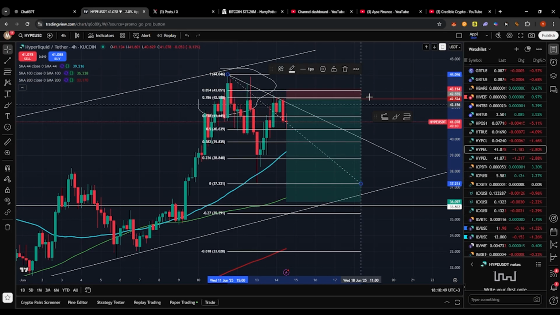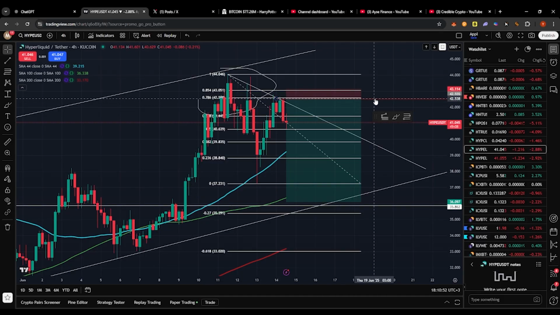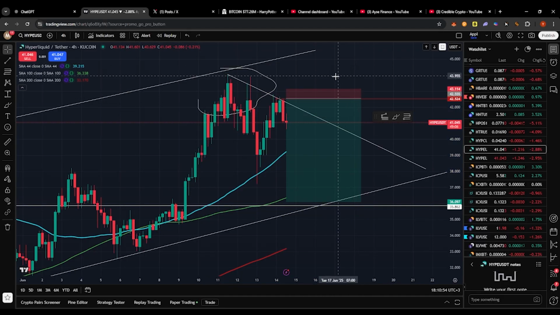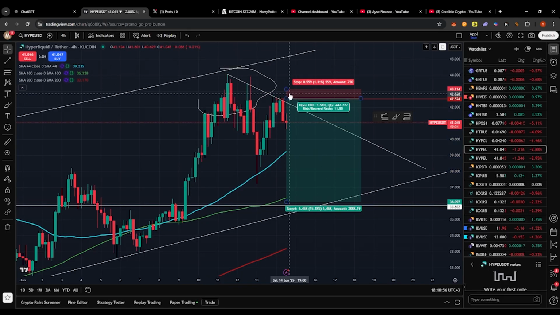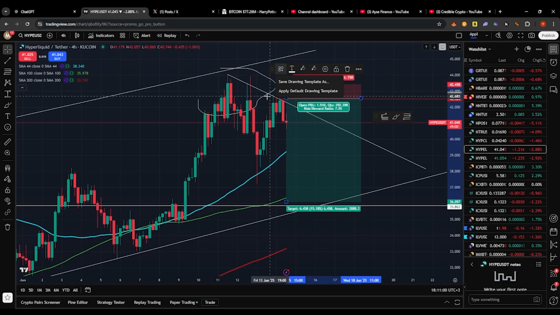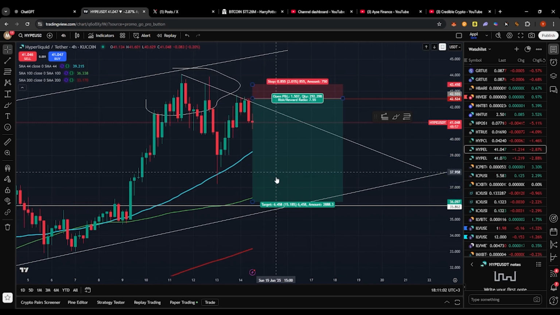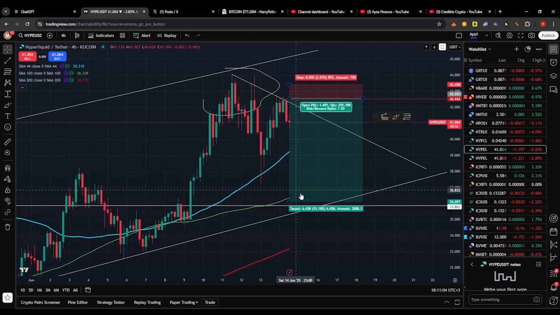And I put it on my fibs, and you can see it hit exactly the 786. And for me, that was a no-brainer entry. So entered at 42, stop at 43, 43 and a half, if you want to be a little bit more generous to yourself and give yourself the extra room. The R&R is still good. R&R is risk to reward.